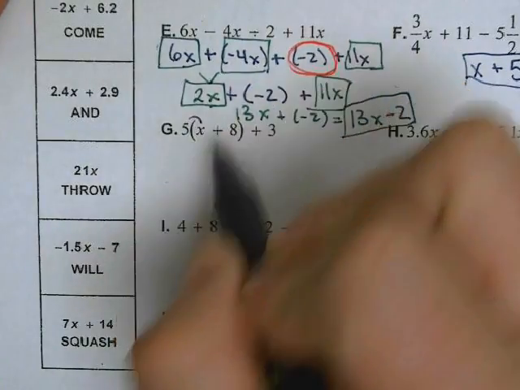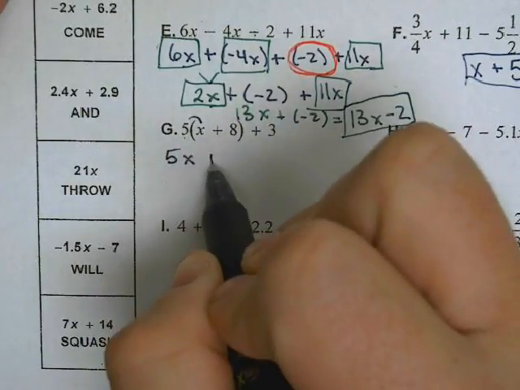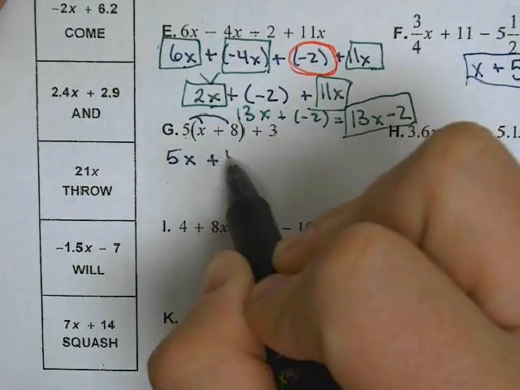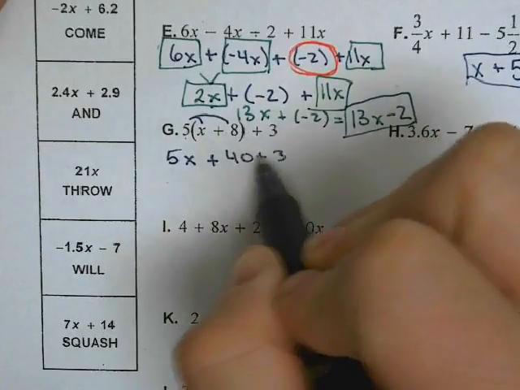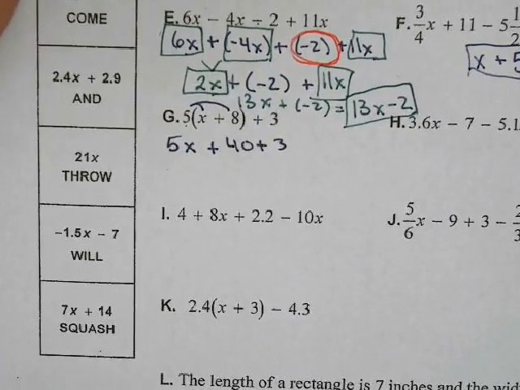So we'll distribute the 5 to x, so it's 5 times x is 5x. Bring down our plus sign. 5 times 8 is 40, and then plus 3. And now we're ready. So all we did was add that little distributing part into the beginning. And now we're ready to combine our like terms.